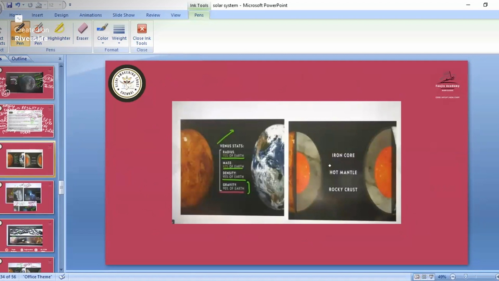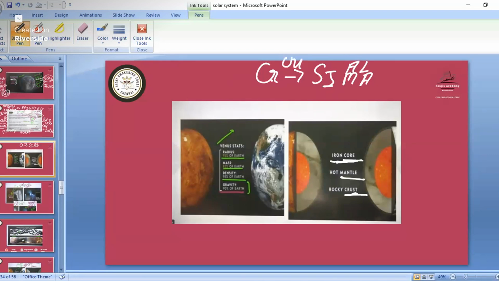Why is it known as Earth's twin? Because we have core, mantle, and crust in its interior. The inner core is iron. Even in Earth we have this. If we go through the Earth's parts, in the crust we have sial, which is made up of silicon and aluminum, the upper part.